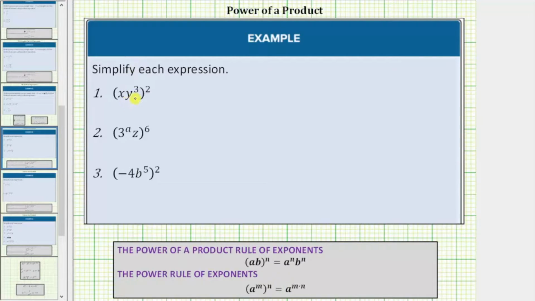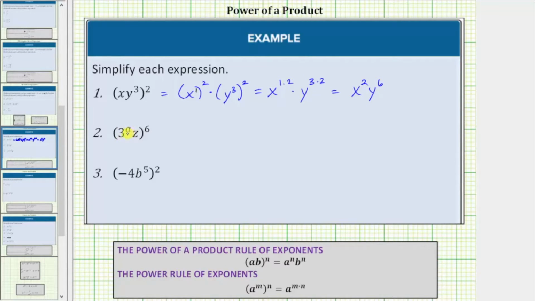Looking at number 1, we have (xy cubed) squared, or xy cubed raised to the second power. Because we have the exponent of 2 outside the parentheses of this product, we raise both factors of this product to the second power. This is equal to x raised to the power of 2 times y to the third raised to the power of 2. If it's helpful, we can write x as x to the first, and then we can apply the power rule of exponents to simplify further. This is equal to x raised to the power of 1 times 2 times y raised to the power of 3 times 2. 1 times 2 equals 2, 3 times 2 equals 6. The expression simplifies to x squared y to the sixth.